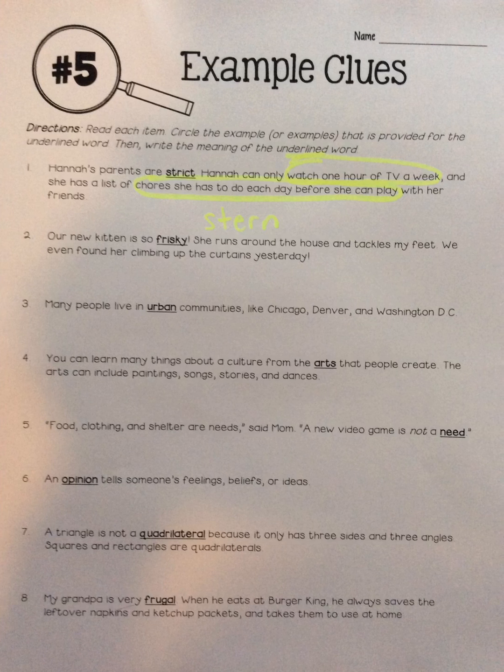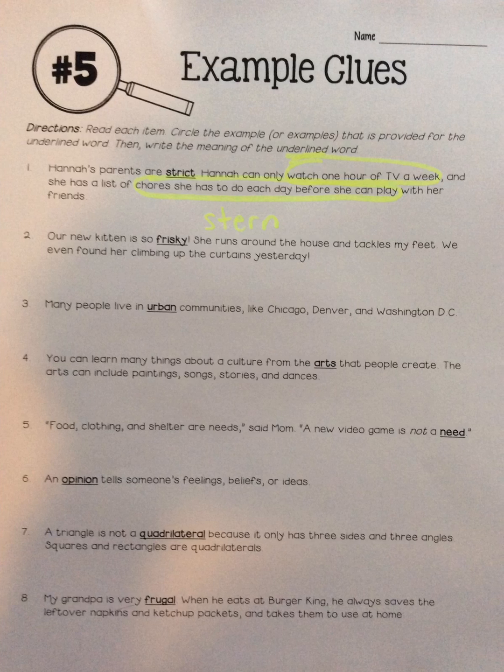And let's look at it together now. All right, the examples in that sentence were that she watches TV, only 1 hour of TV a week, and she has chores she has to do each day before she can go play with her friends. Those are the examples. So then I can figure out that strict must mean stern. They are stern with her.